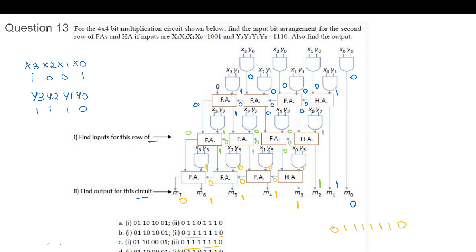And this stage output, I have written in green, right? 0, 1, 0, 0, 1. No, I think I have to write the full output. Okay, so this is 0, 1, 1, 0, 0, 0, 0, 1. So the correct answer is C.